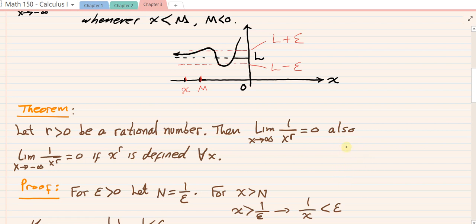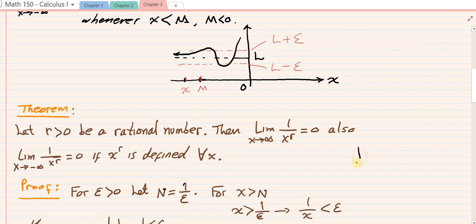So how do we prove this thing? Well, I have the proof here for you. So we're going to assume the epsilon is positive, right? And I'm going to let n be 1 over epsilon. Remember, I mentioned n is a very large number. Epsilon is small. So 1 over a small number becomes very large.